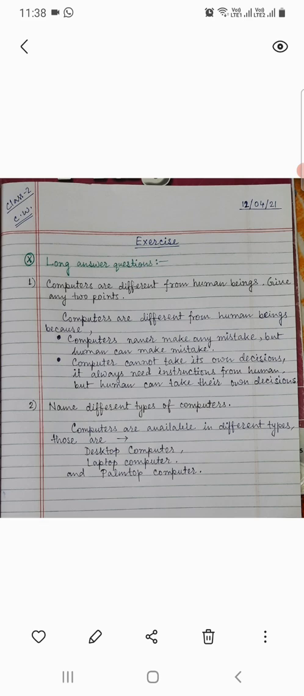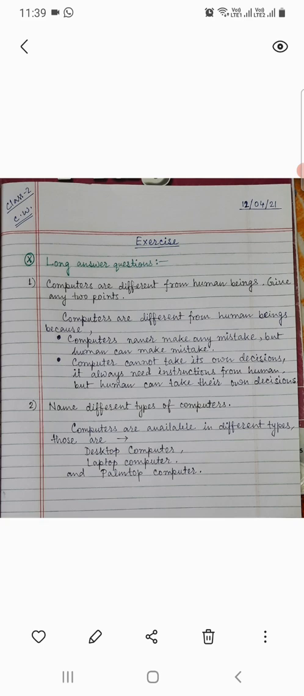Or if you have a question like what are the differences between human being and computer, and there is no specific number of points, then you have to write according to the marks. If you have 4 marks or 5 marks questions, then you have to write 4 points for 4 marks or 5 points for 5 marks, or whatever marks are given for that question.